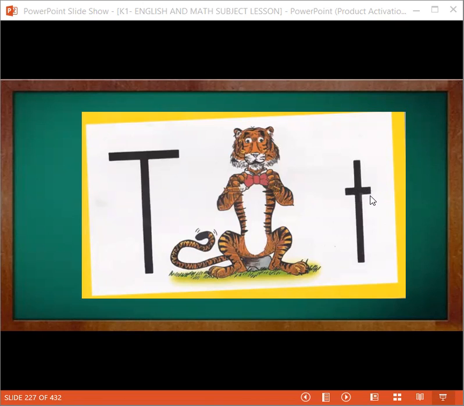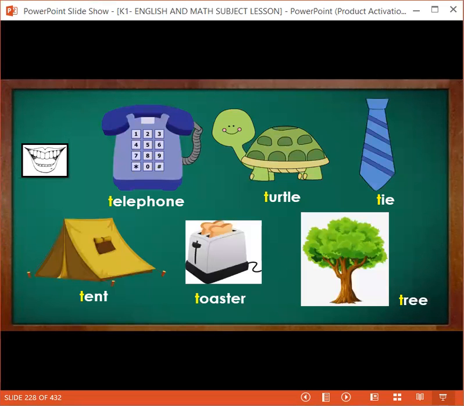What is the sound of letter T? Again, the sound of letter T. Tiny tiger. So now, look at this screen po. The next one. Okay, so look at the picture here po, kids. In this picture, here are the pictures that begin with letter T sound.